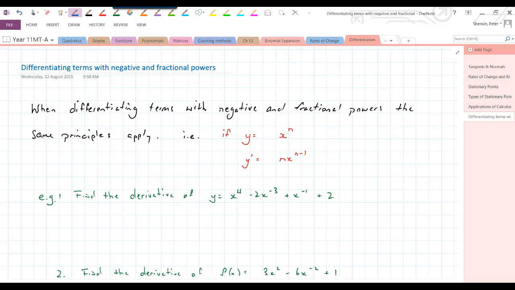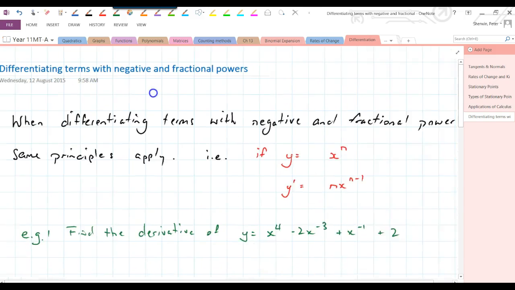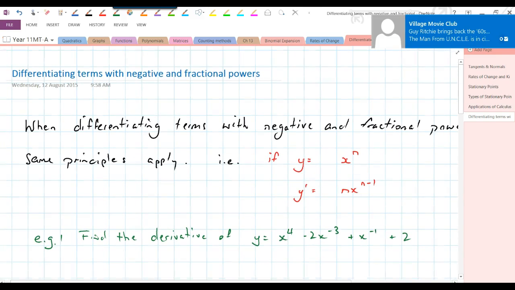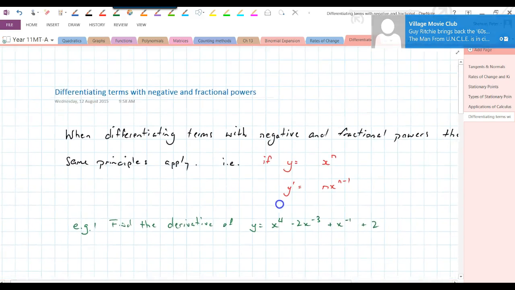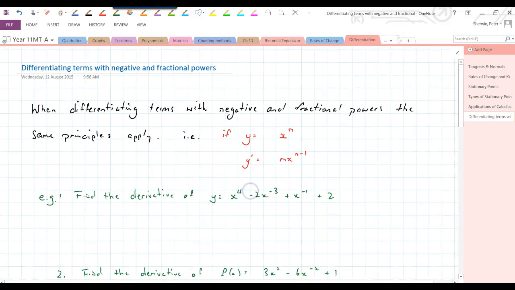Okay, continuing our work now with rates of change, calculus, differentiation. We're just going to have a look at some different types of terms. So some terms specifically that involve negative or fractional powers. Okay, so what we've looked at so far, we've done lots of deriving.